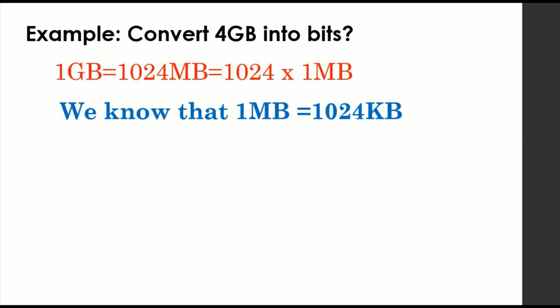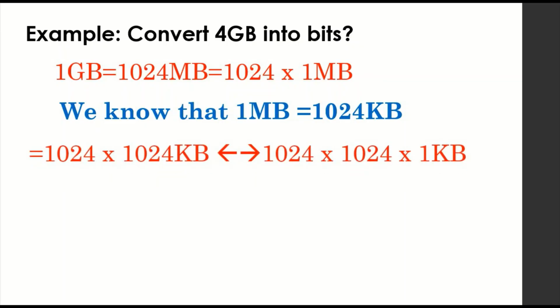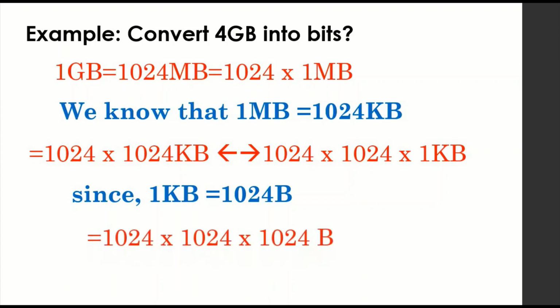So we know that 1 MB is equal to 1024 KB. So we replace 1 MB with its value. So this is what we get, 1024 times 1024 KB. Then this expression can also be written as 1024 times 1024 times 1 KB. Since 1 KB is equal to 1024 bytes, we are going also to replace it with its value, which becomes 1024 times 1024 times 1024 bytes.